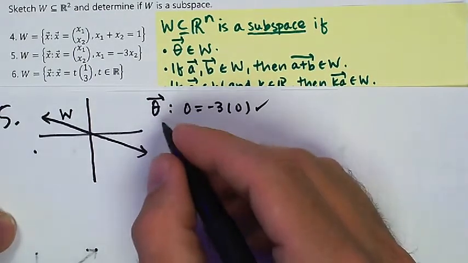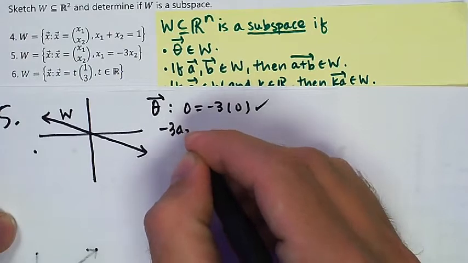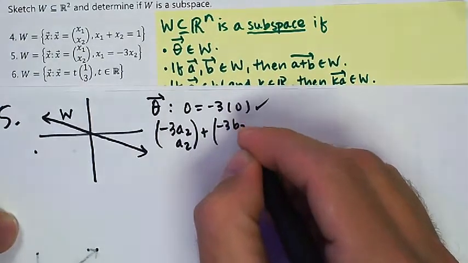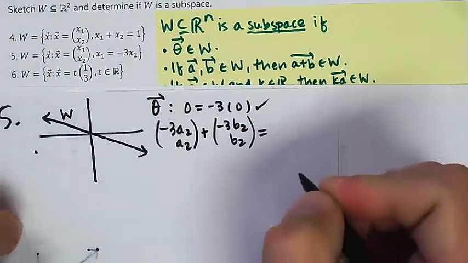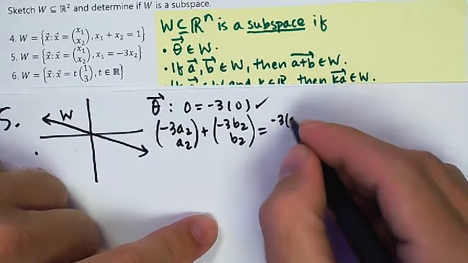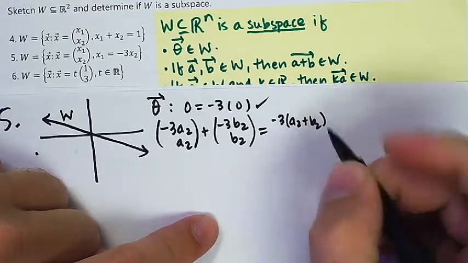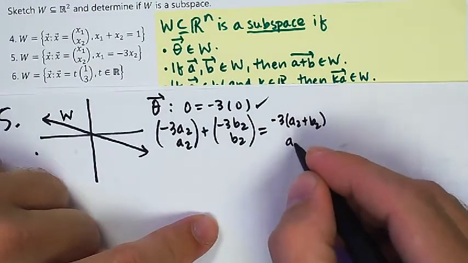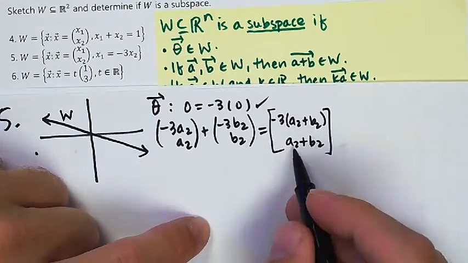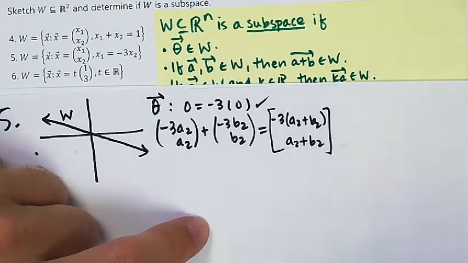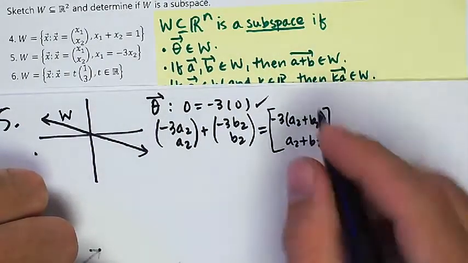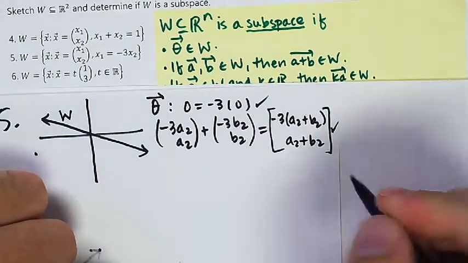So let A be negative 3a2 and a2, plus B be negative 3b2 and b2. If I add those together, I'm going to get negative 3a2 minus 3b2, which is something I could factor a negative 3 out of. So a2 plus b2. And then down below, I have a2 plus b2. And if you look at that, that's a situation where the top component is negative 3 times the bottom component. There you go. It fits the specification, so it is closed under addition. I have enough room to put a check mark there.